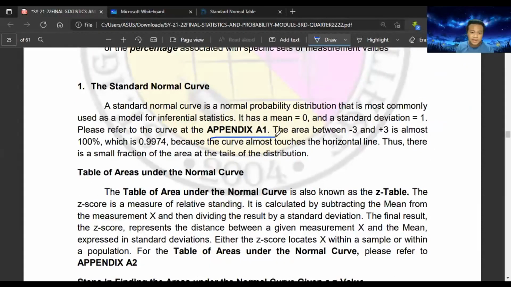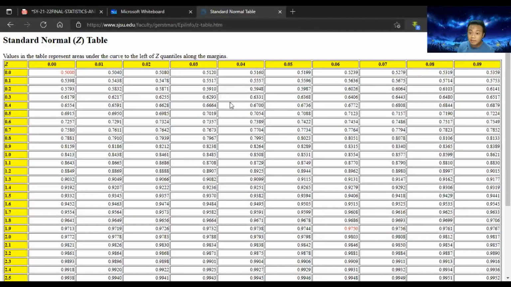I have appendix A1, but I don't believe the appendix A1 in your module is complete, so I will just show it here. These are the z-scores, which is the standard normal table. You can use this to get the z-scores.